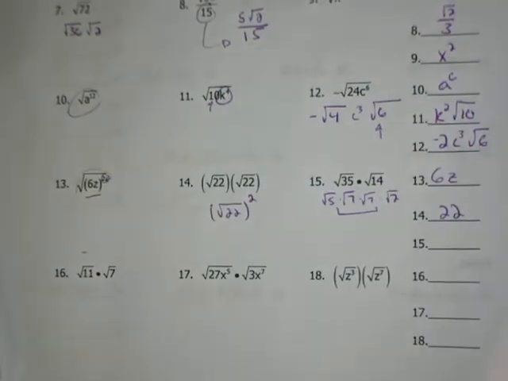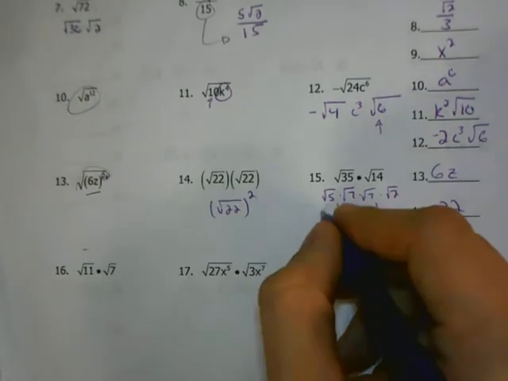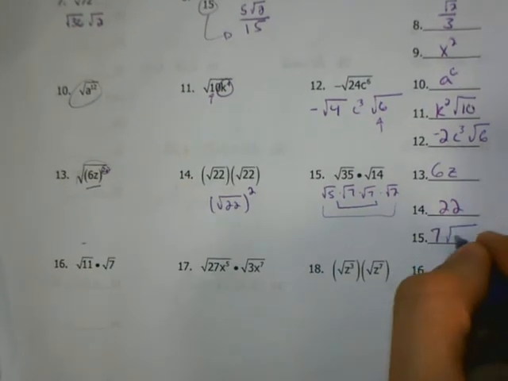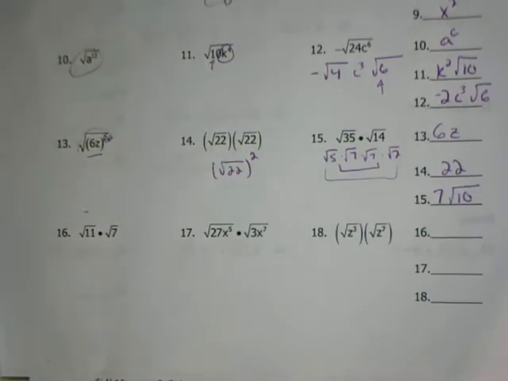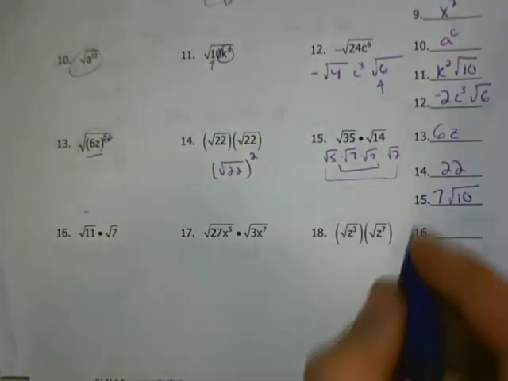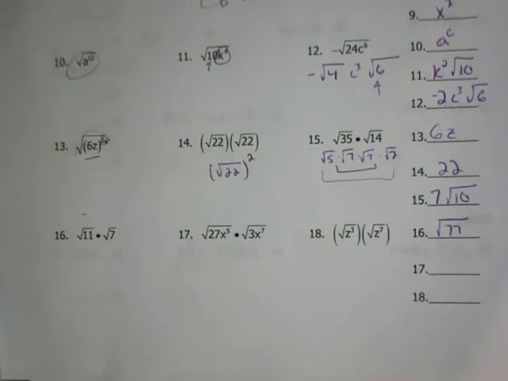Square root of 7 times the square root of 7 is just 7. And then I have the square root of 5 times the square root of 2. That's going to give me the square root of 10. 5 times 2, 10. Number 16, very similar to that last step. Square root of 11 times the square root of 7 gives us the square root of 77. It cannot be broken down further.